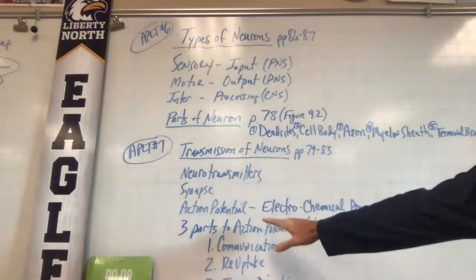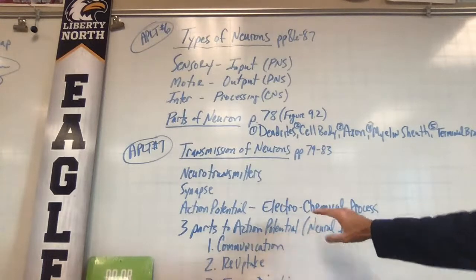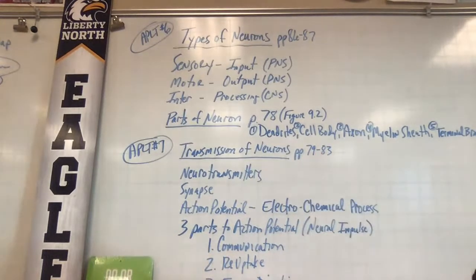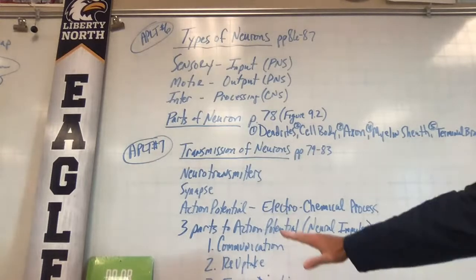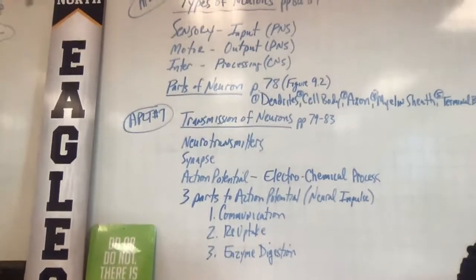Okay, so it is an electrical signal, but it also is chemical because it releases neurotransmitters, which are the chemical messengers of the nervous system. All right. And then you have three parts to action potential, and we're going to expand on this Thursday and Friday when we talk about the neurotransmitters and the process and how medication affects this process.